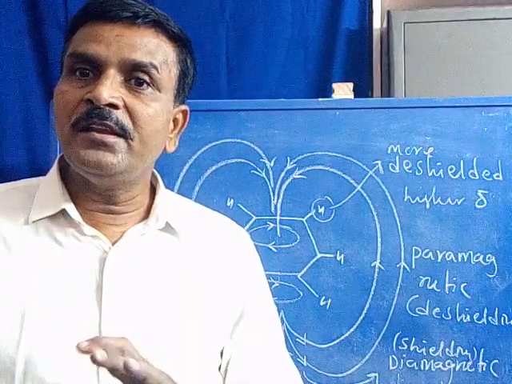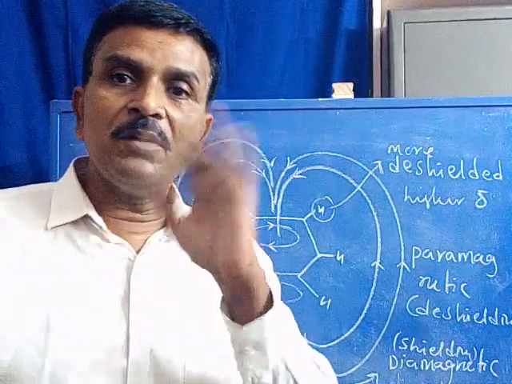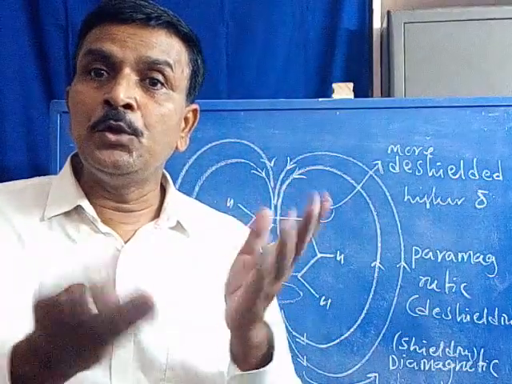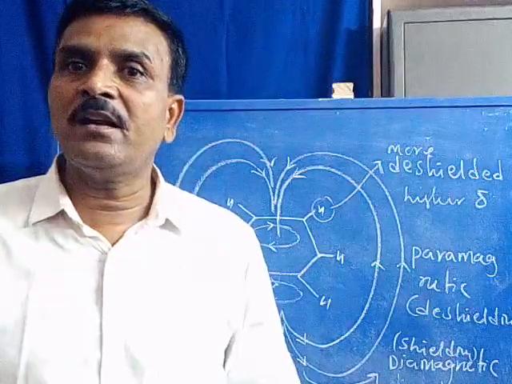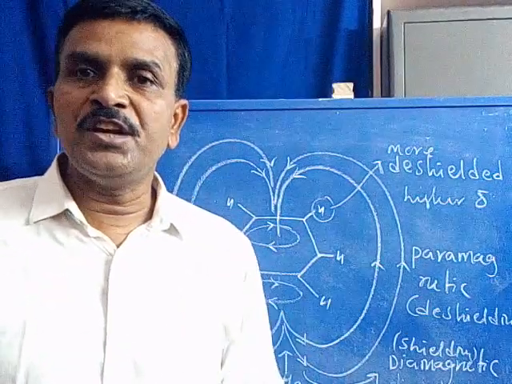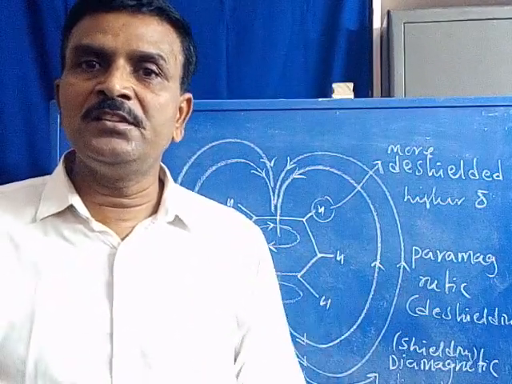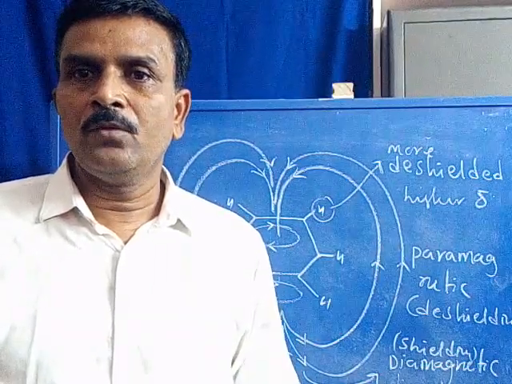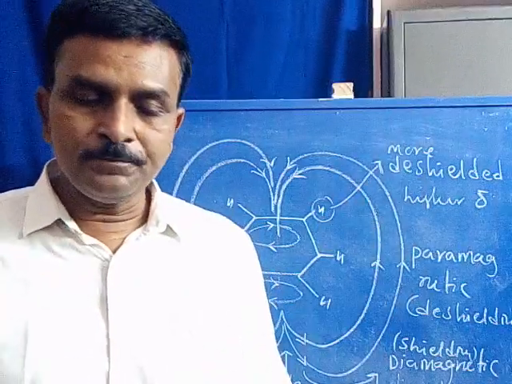As in benzene, the number of pi electrons involved in the circulation to produce the secondary magnetic field is more, that is 6 pi electrons. Therefore more de-shielded. So benzene protons are more de-shielded, whereas alkene protons are less de-shielded. So this is about the anisotropic effect.